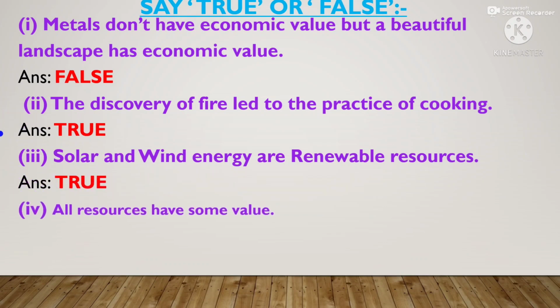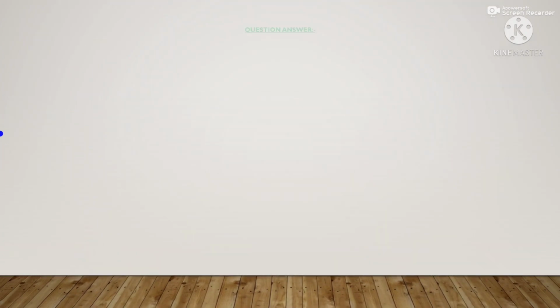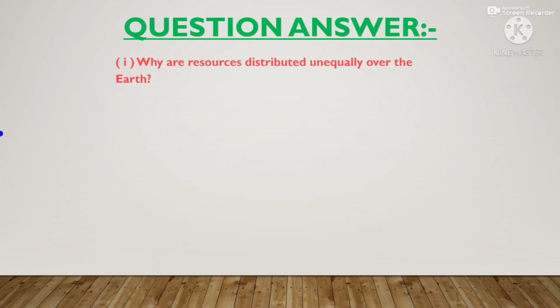Next, all resources have some value. Yes, students, this is also correct. All resources have some value because resources have two characteristics. One is utility or usability. Second one is value. Okay, now we will discuss some more question answers.